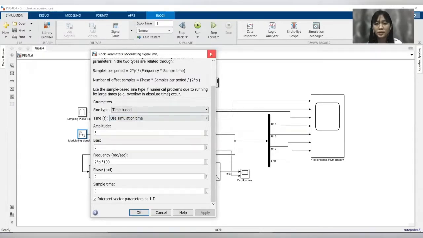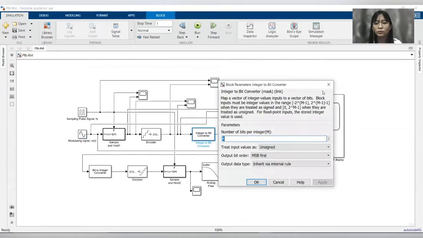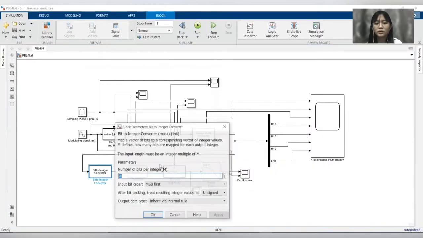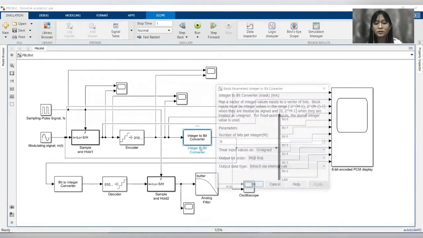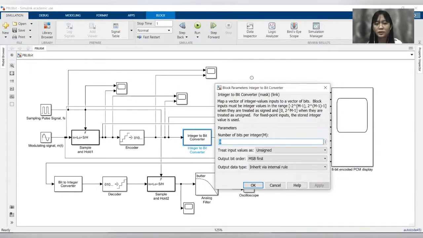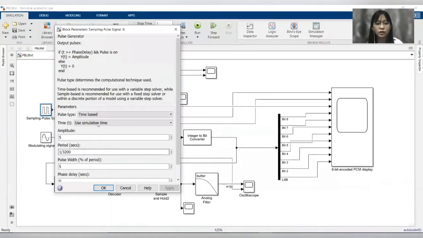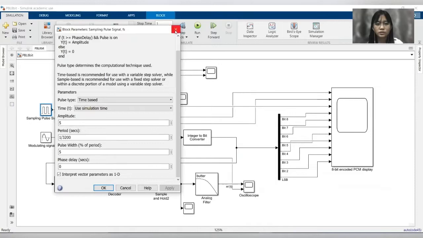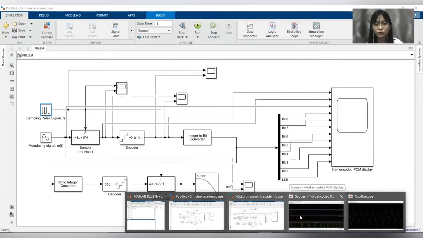2 times pi times 100. Then for the bit converter, since this is 4-bit, we put 4-bit here, and the bit integer is also 4-bit. For the 8-bit, I made the block diagram separately. We only need to change the parameter for the number of bits. The parameters for the pulse generator are all the same. Now we will see the output for the 4-bit.